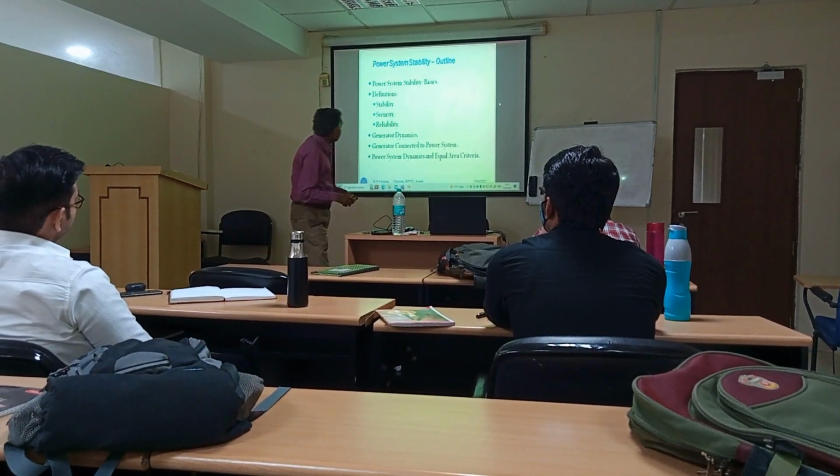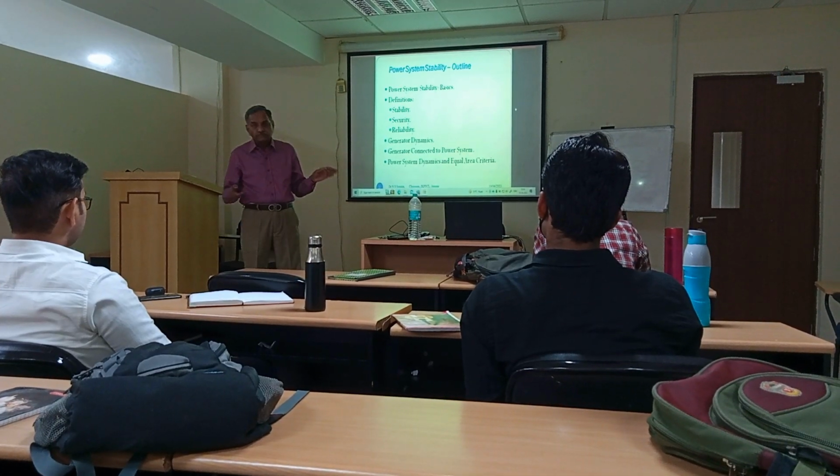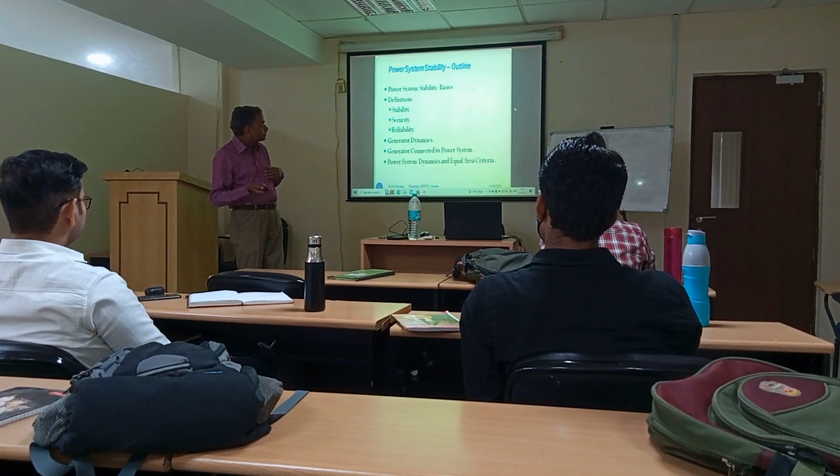So, basics of power system stability, definitions of some terms. Some terms are connected with the stability but have different meanings, like stability, security, reliability. These terms are used interchangeably, but they have different meanings. Then the dynamics of the generator is important while studying the stability. Then the generator connected to the power system, how it behaves, and power system dynamics and equal area criteria. I think you must have heard these names in the undergraduate.